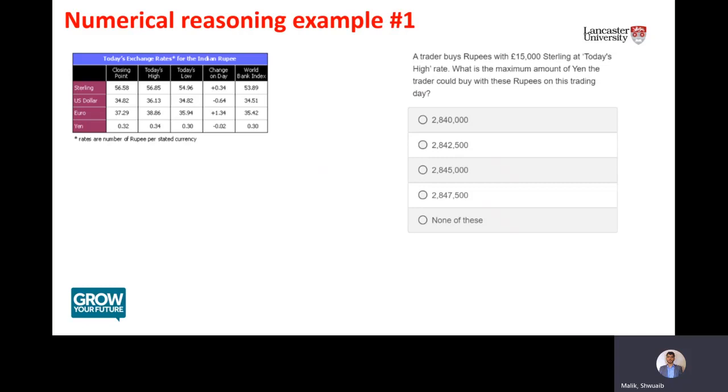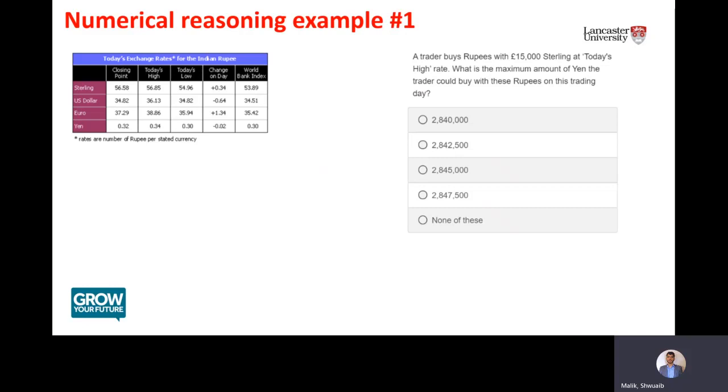So just reading the question first. A trader buys rupees with £15,000 sterling at today's high rate. What is the maximum amount of yen the trader could buy with these rupees on this trading day? So it's a two-part question, so we'll tackle the first part of the question first. We know the question's asking us about rupees, sterling, and it's asking us about yen. There's no mention of US dollars or the euro. And it's also asking us to focus specifically on today's high rate.